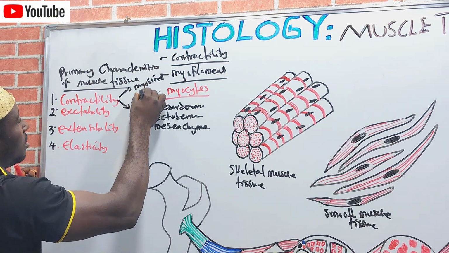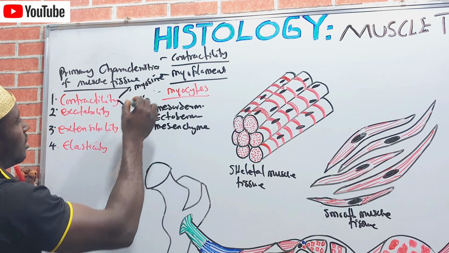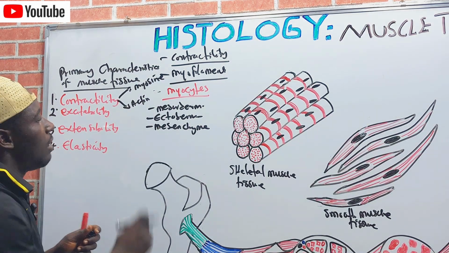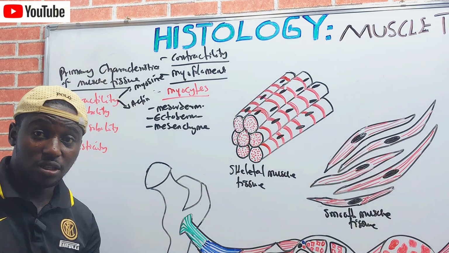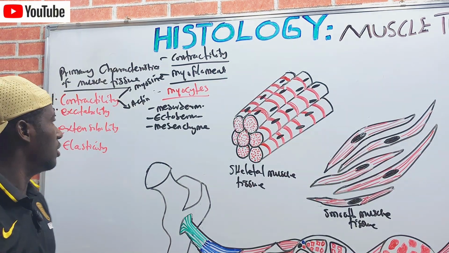Myosin and what? Actin. Myosin is thick, while actin is what? Thin. As we proceed, we are going to be looking at them individually.